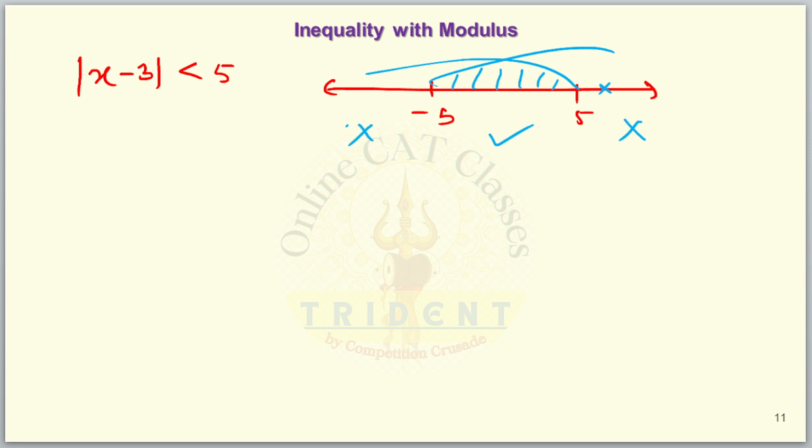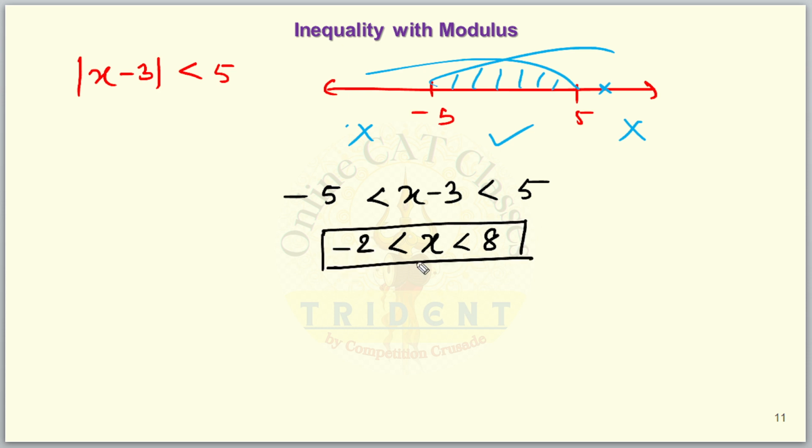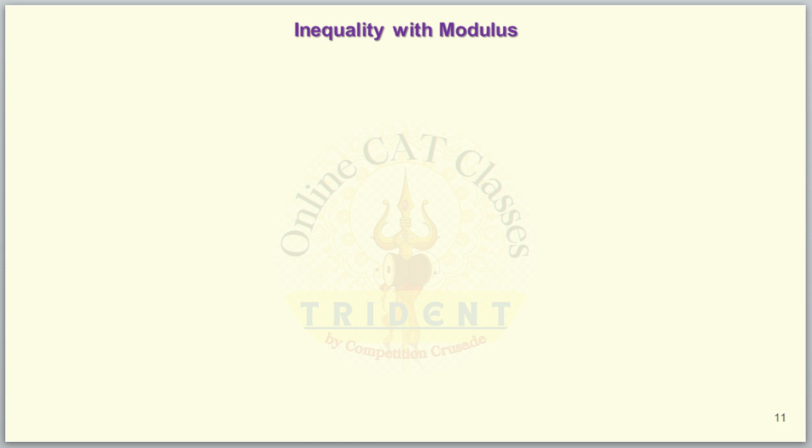In other words, the answer to this one will be x minus 3 less than 5 and greater than -5. But remember, we will always be asked to calculate for x and not x minus 3. So all I need to do is add 3 to both sides. When I add 3, this becomes 8 and this becomes -2. So the range for x for this inequality, x minus 3 less than 5, is this. Practice a couple more and you'll get there.